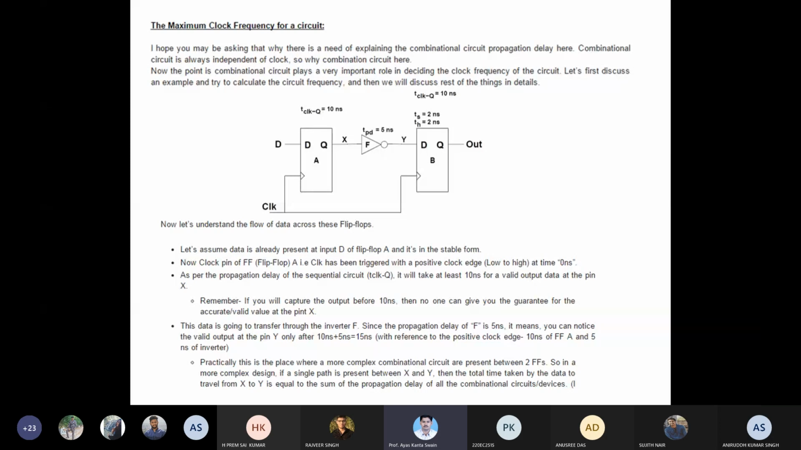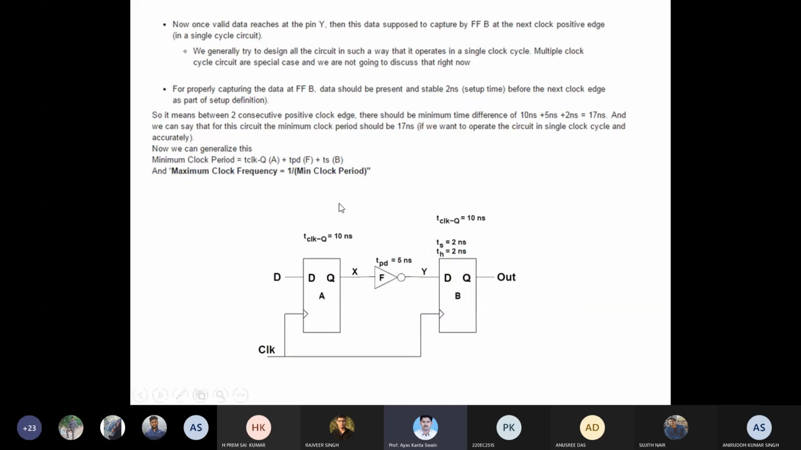Note that we are trying to find the maximum clock frequency of a circuit. Maximum clock frequency is equal to 1 over the minimum clock period. Whatever minimum clock period is required in which the operation can be completed in a single cycle, that clock period we have to find out. Then we invert it to get the maximum clock frequency of this design. It's a very simple question.